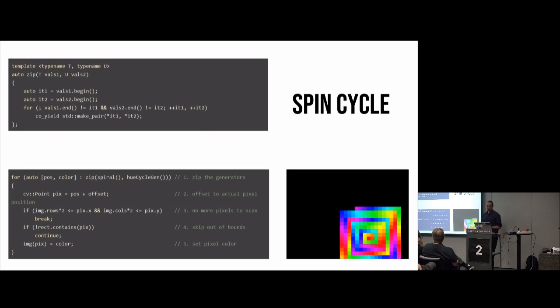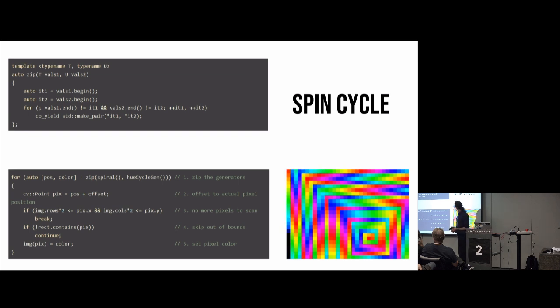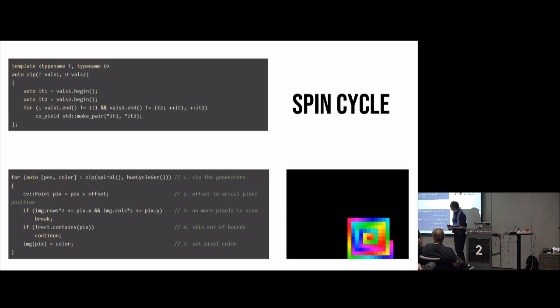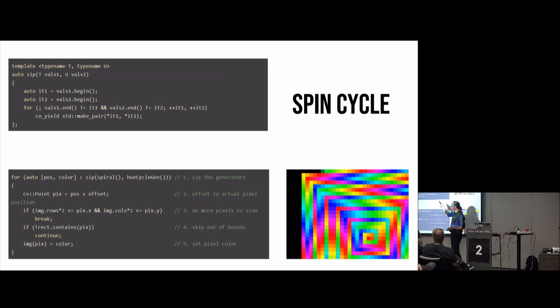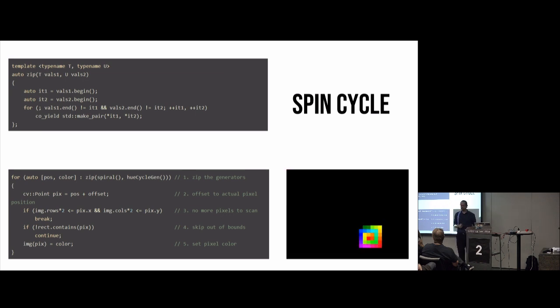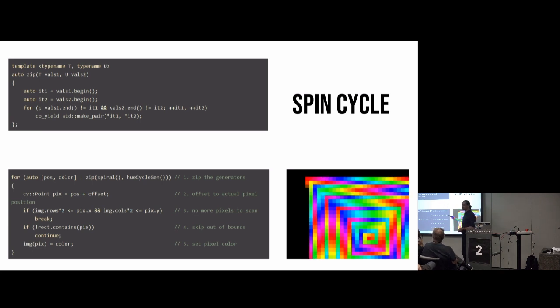So we create a new coroutine, which is called zip. And this one is actually a template. Yes, coroutines can be templates as well. What does zip do? It takes two generators, takes the begin iterators of both of them, and then simply iterates, incrementing them one by one and co-yielding a pair of the dereferenced values. So this make pair here is going to return, the first one is the dereferenced value, basically the position of our pixel, and the second one is going to be the current color.